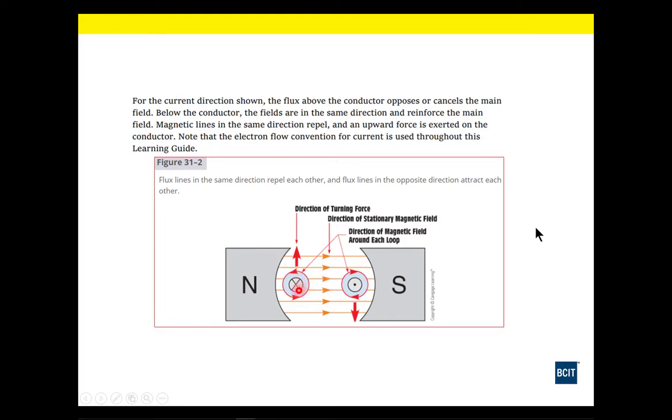So remember, when the lines are going in the same direction, as in this side of the conductor, are matching with this, similar to the rule of like poles repel and unlike poles attract, same concept happens here, where the conductor is going to get pushed up in the upwards direction, and this conductor is going to get pushed down. And if we had these coils connected to a shaft, it would cause a rotation.